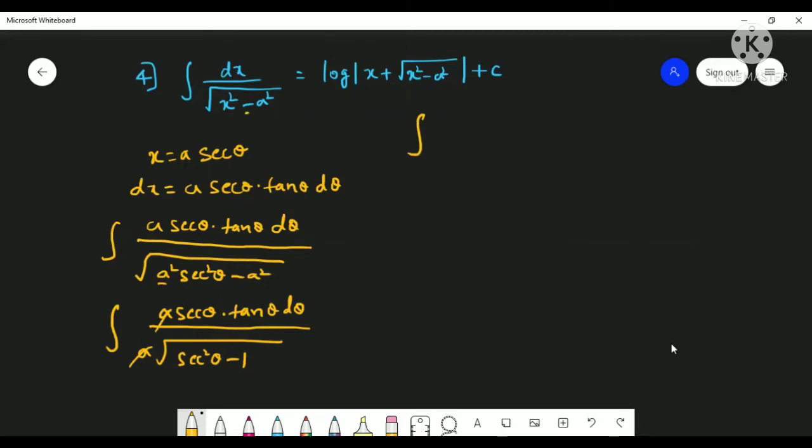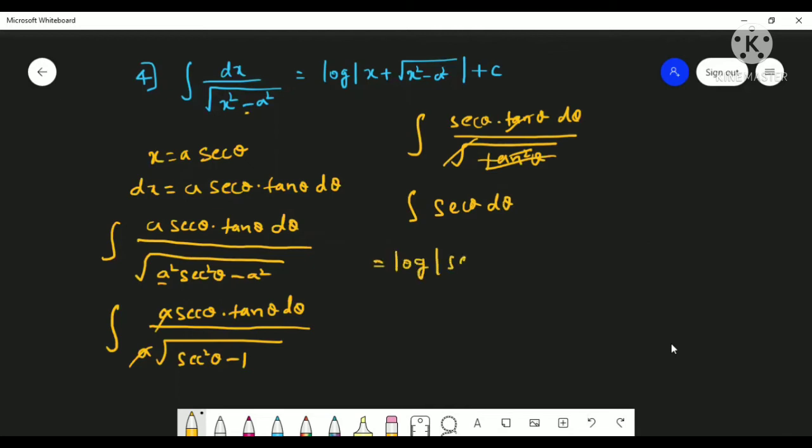Integration of secant theta into tan theta d theta whole divided by the square root of secant square theta minus 1, that is tan square theta. Now the square root gets cancelled, tan theta gets cancelled. What is left? We are left with secant theta d theta. Is it right? Now what is the integration of secant theta? Integration of secant theta is log of secant theta plus tan theta plus c1.